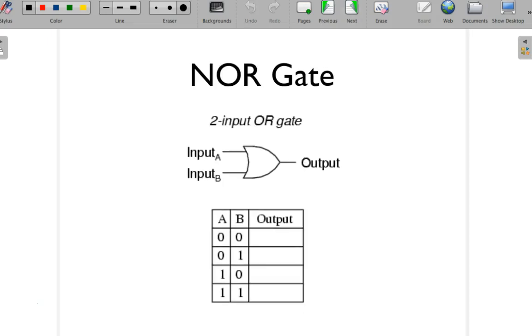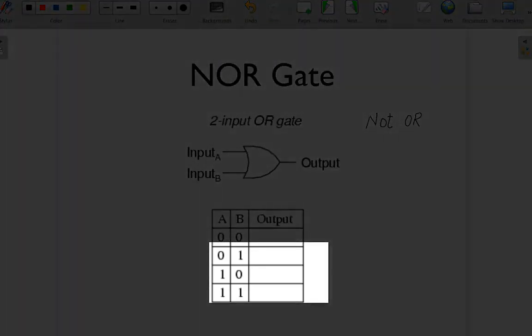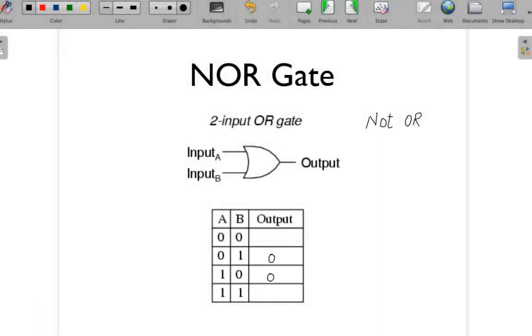This is your NOR gate, and it is similar to the NAND gate in that it is a combination of the NOT gate and the OR gate. It says to take the OR and invert it. So what we're going to do is take the OR of the inputs and then invert it. The OR gate says that the output is 1 if A is 1 or B is 1. So the OR gate produces 1 for these last three scenarios. If we were to invert 1, we get 0. So the NOR gate produces a 0 for those scenarios, and it produces a 1 for this scenario.